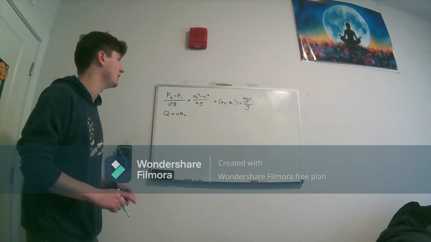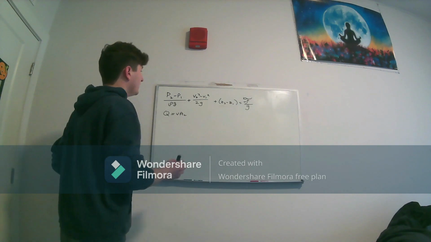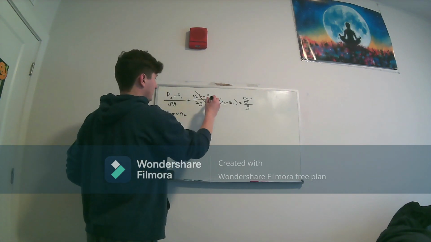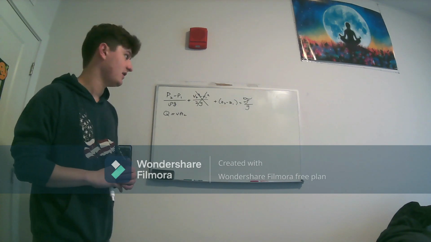It is non-changing. Because the diameter is not changing, that means that the velocity is going to be constant. So we can get rid of this term, because this is going to be 0, as the velocities are going to be the same.